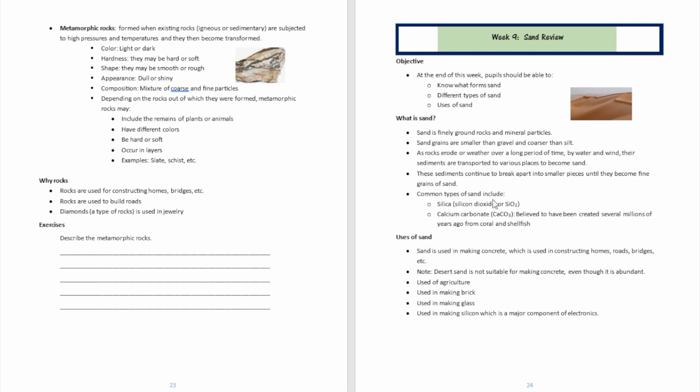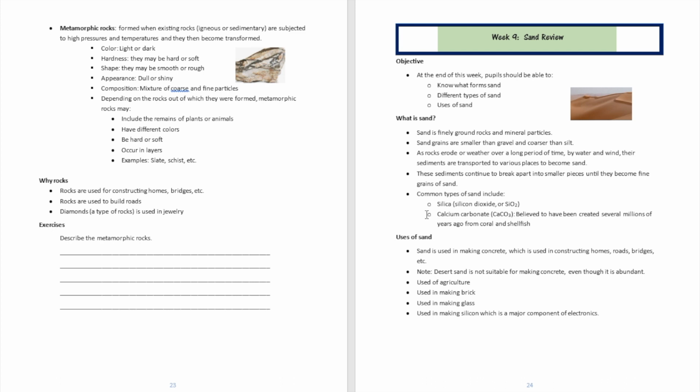There are different types of sand, though. There is something called silica. Okay, can somebody say that for me? Silica. Okay, so that's silica, which is silicon dioxide, which is SiO2. And then there is another one called calcium carbonate. All right, somebody say that for me, calcium carbonate, which is CaCO3, which is believed to have been created from coral and shellfish, maybe a couple of thousands of years ago. So there is silica and there is calcium carbonate, CaCO3.